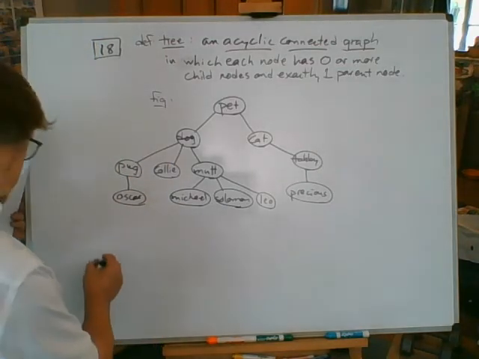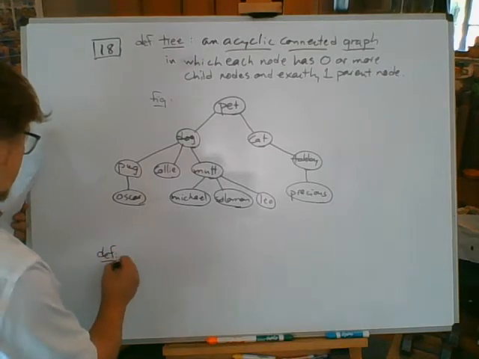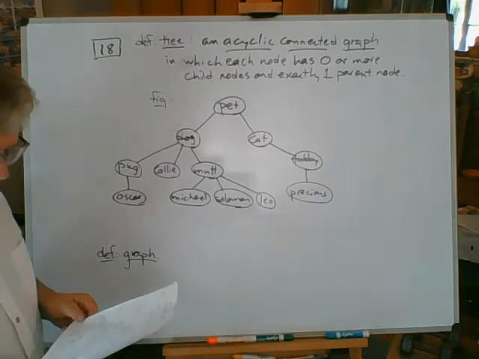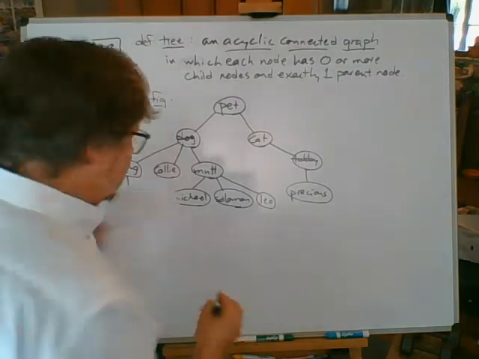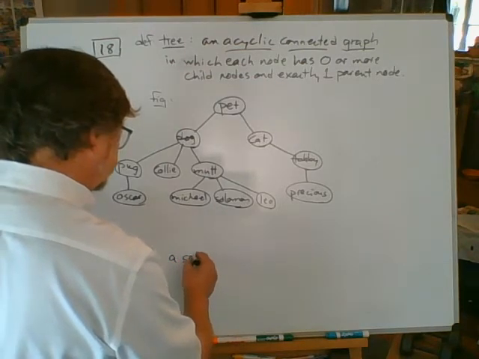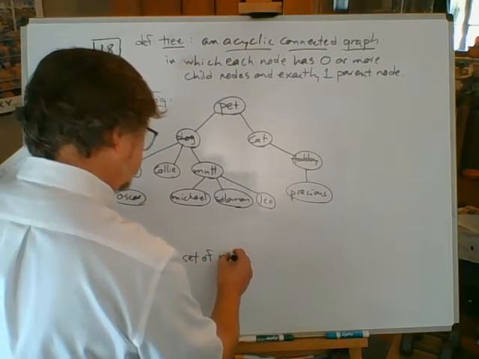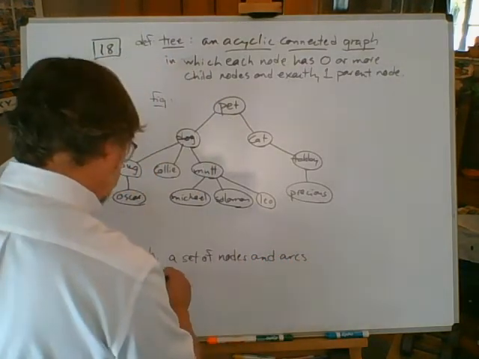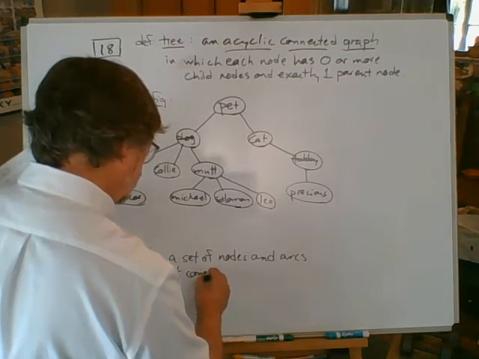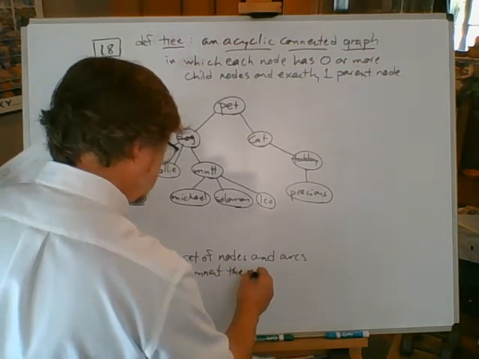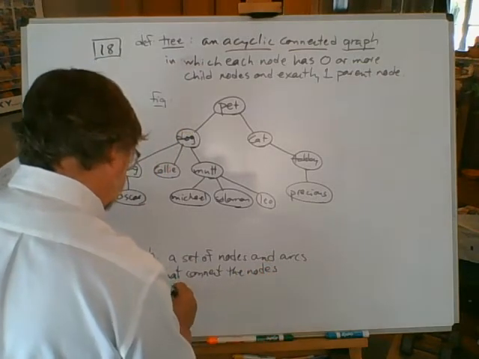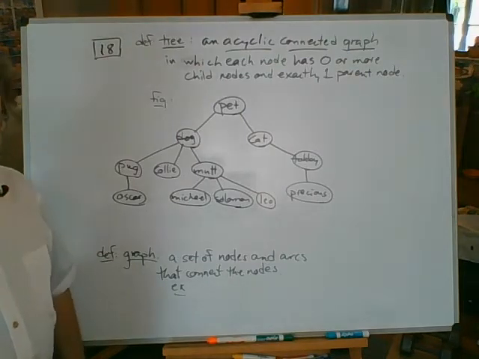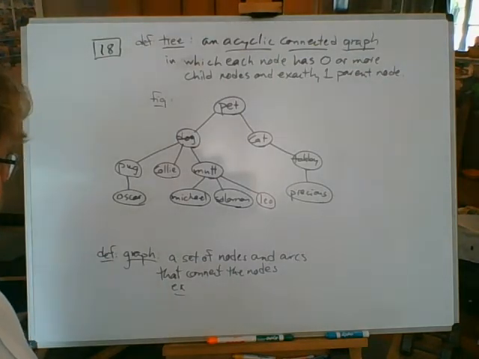You know what, I will put a definition down here of graph in this context. A graph, when we're talking data structures, is a set of nodes and arcs that connect them. A set of nodes and arcs that connect the nodes. Example. Well, I already got an example. We've been using graphs this entire module. A set of nodes and arcs that connect the nodes.